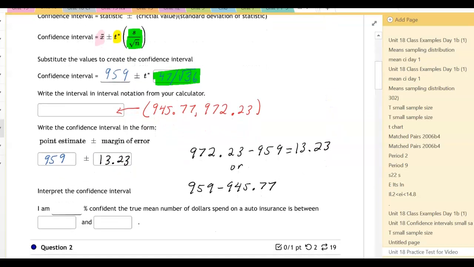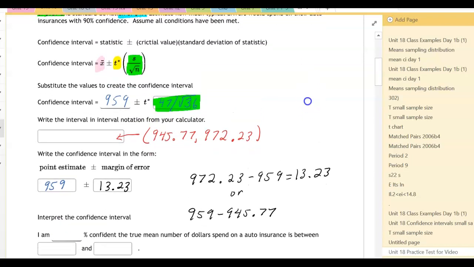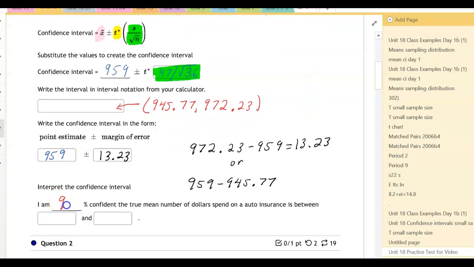Scrolling up a little bit, then the template is I am. In this case, we had 90% confident that the true mean difference in the number of dollars spent on auto insurance is between, and we're going to copy the numbers in, where I'm putting the star here, from our confidence interval, 945.77 and 972.23.